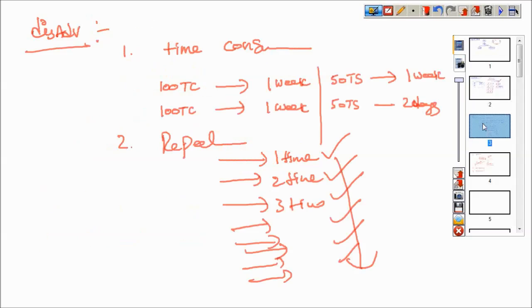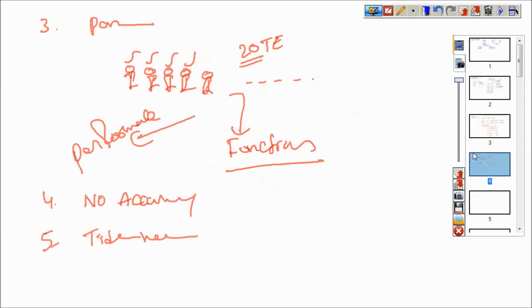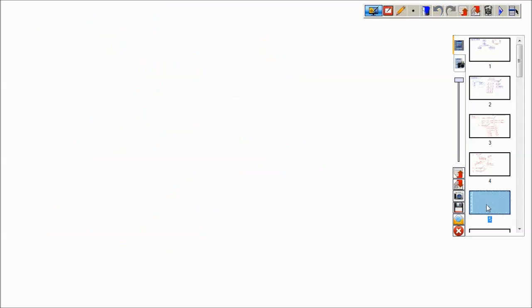So what are the drawbacks of manual testing? First of all, time consuming. Next one is repeating problem, and third one is parallel operations almost not possible, no accuracy, tiredness. So like that, we have a lot of drawbacks in the manual.